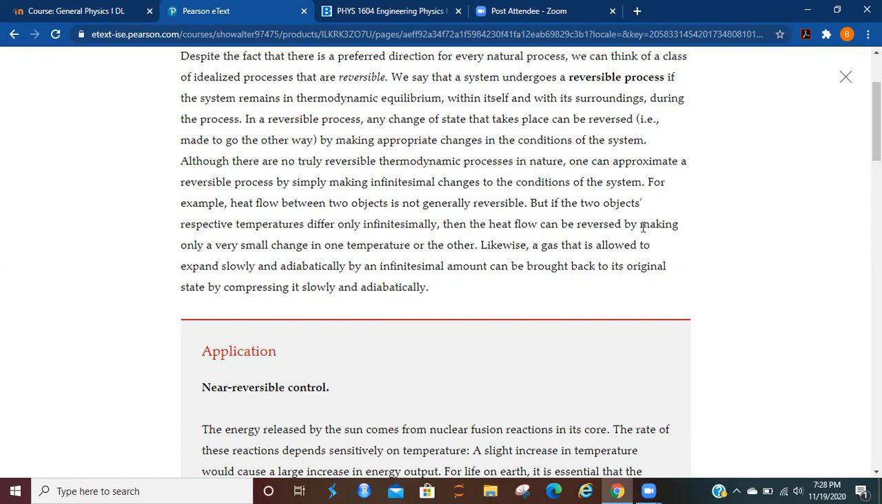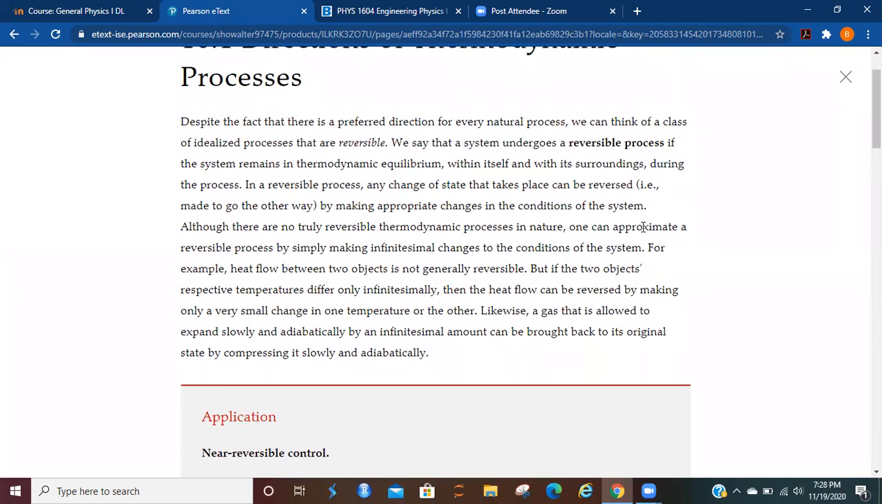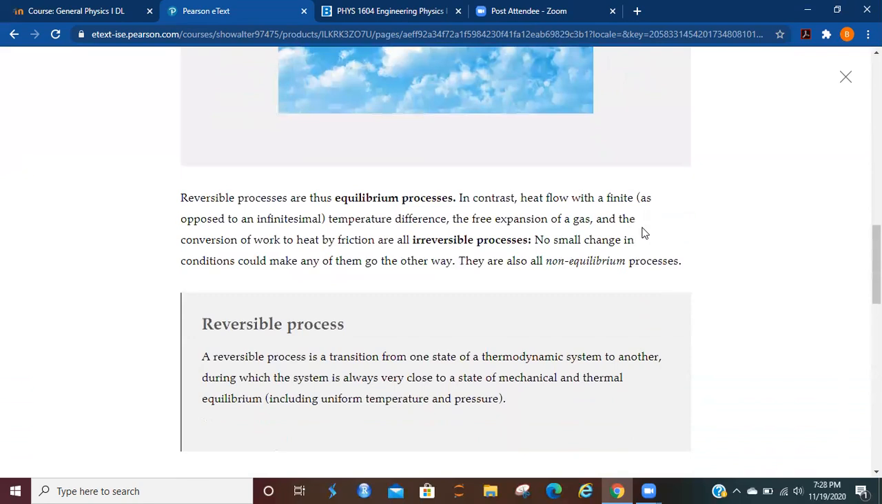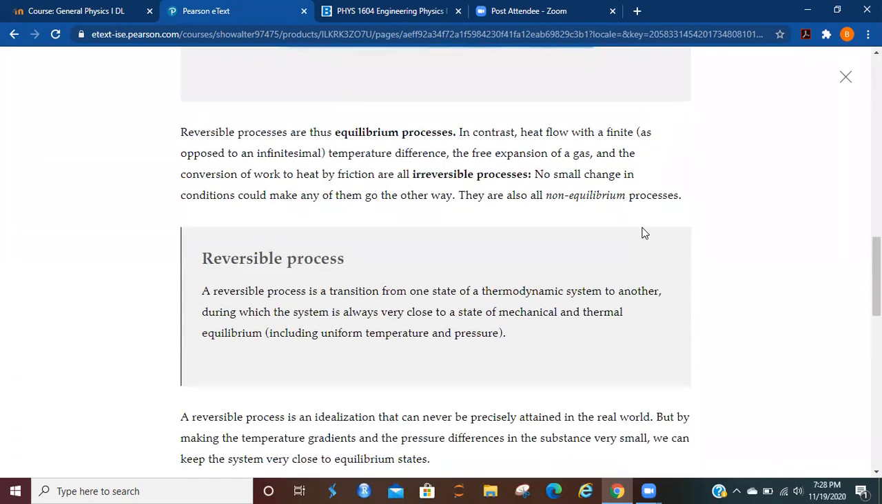So with reversible processes, what you're looking at is that Newton's laws can operate forwards and backwards. There's not really a direction in a reversible process. In other words, they can go one way or the other, and you really can't tell the difference. They should apply in both cases. Reversible processes are thus equilibrium processes.